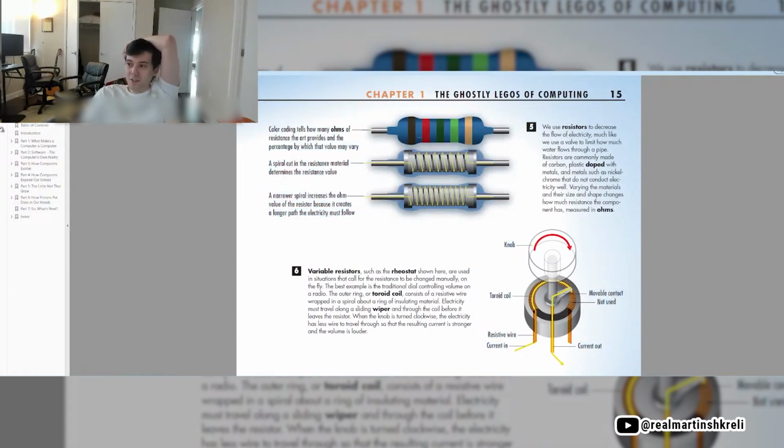Does anybody know the color coding of the resistors?